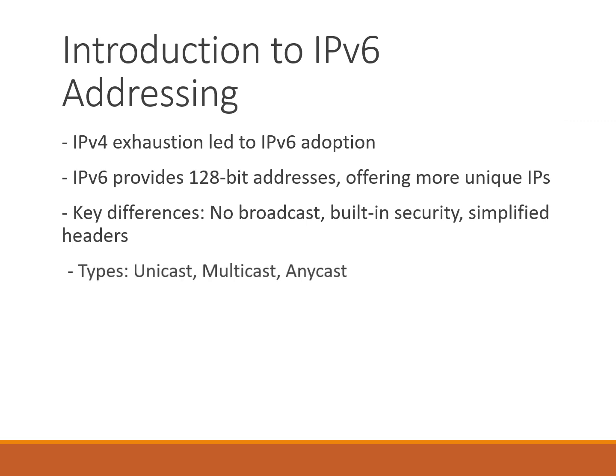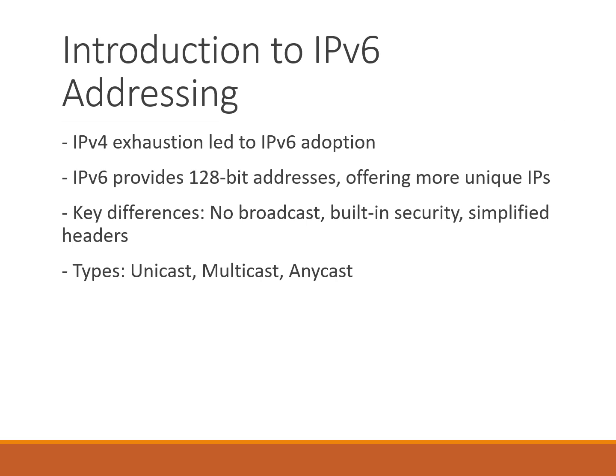So before we dive into the specific addressing types, let's quickly understand why IPv6 was introduced. The internet was running out of IPv4 addresses due to its 32-bit limitation, so IPv6 was developed, offering a much larger 128-bit address space.